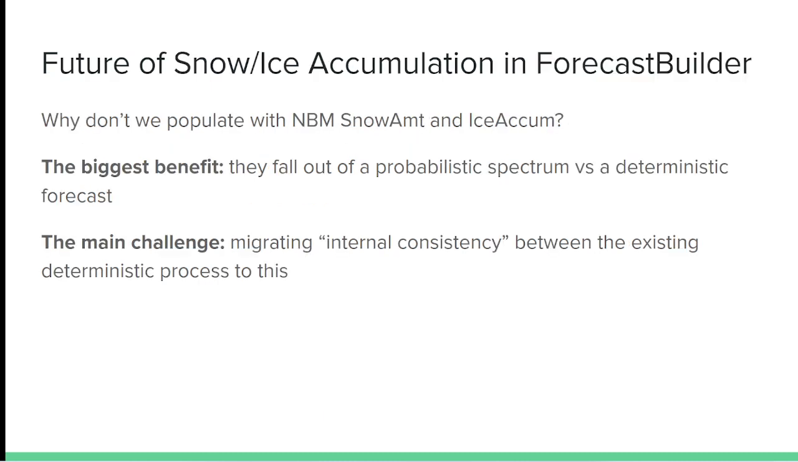As mentioned in the What is an NDFD Forecast module, we are working to evolve ForecastBuilder probabilistically. One way to do this is to populate NBM snow and ice accumulation directly. Those accumulations are created right out of a probabilistic spectrum versus a deterministic approach from deriving them. Of course, a challenge here is how might we modify them if needed and keep some form of internal consistency with the existing deterministic grids. That concept is still being discussed, so stay tuned.